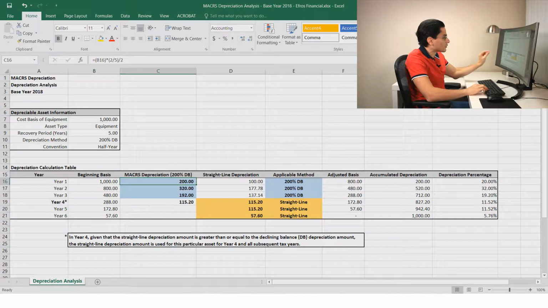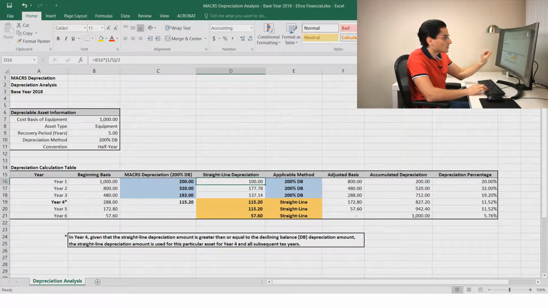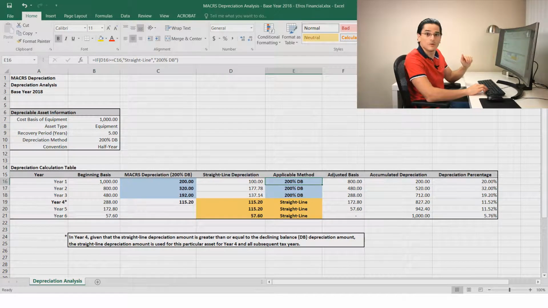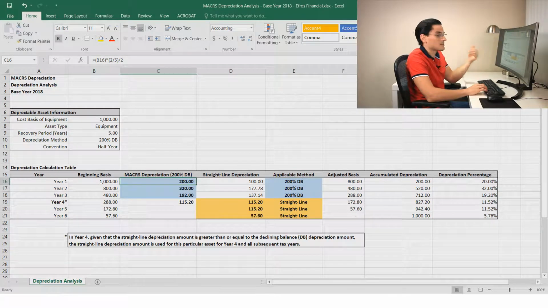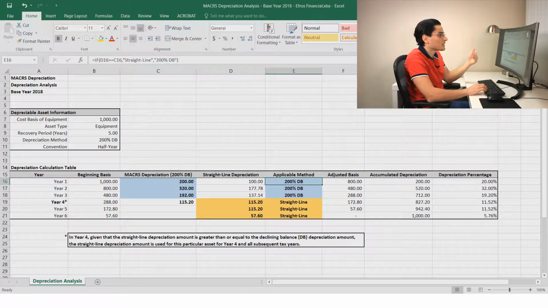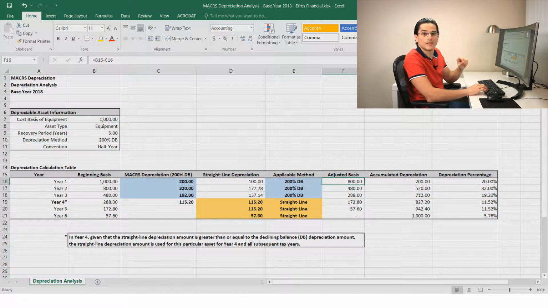So for year 1, the MACRS depreciation comes out to 200, and then the straight line depreciation deduction comes out to 100. So in this case, the applicable method here is literally the greater of. So 200% DB is 200% declining balance. That's the greater deduction in year 1, and that's the one that's taken. Okay, so you're going to see that that's highlighted in blue, and that adjusts our basis down to $800, right? It's the 1,000 minus the 200.